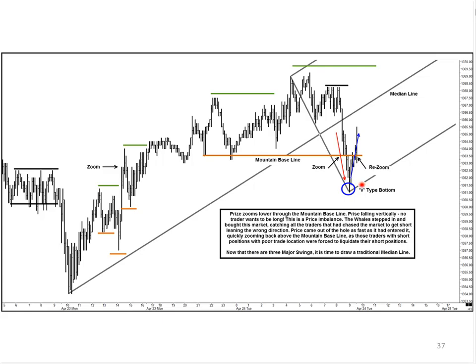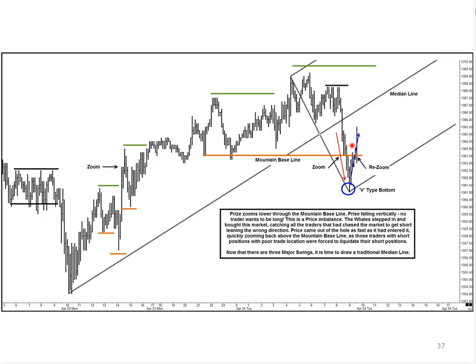Can we change the trend? No. Can't. Can we wash you out of your position? Yes. So what happens? Price comes down here vertically. The whale stepped in and bought the market, catching all the traders that had chased the market to get short, leaning the wrong direction. Price came out of the hole as fast as it had entered it, quickly zooming back above the mountain baseline as those traders with short positions, right up in here now, with poor trade location, were forced to liquidate their short positions.